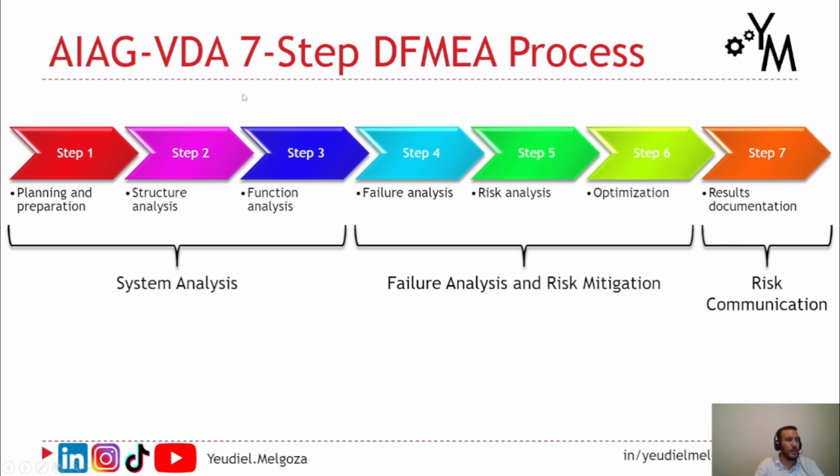The AIAG-VDA methodology needs 7 steps for the DFMEA and PFMEA process. In this case, for the DFMEA, we also have the 7 steps, but with different considerations. This approach is well organized into three main stages. The first one, the system analysis. The second one, failure analysis and risk mitigation. And the third one, risk communication. And per each stage, we have the steps.